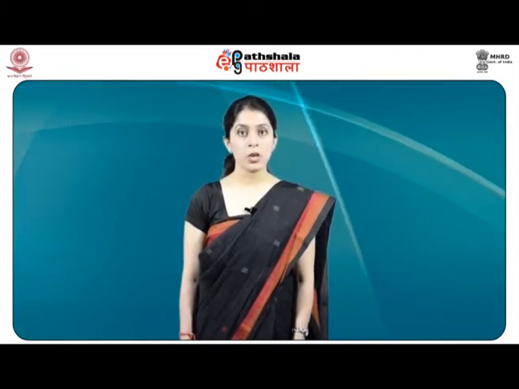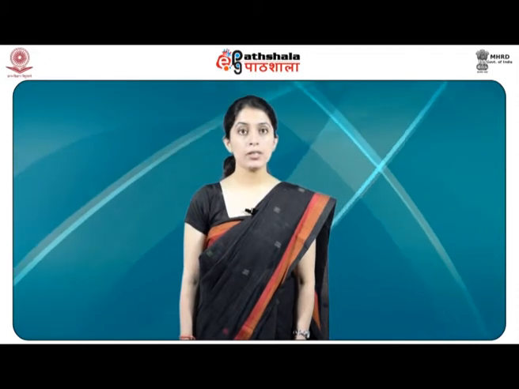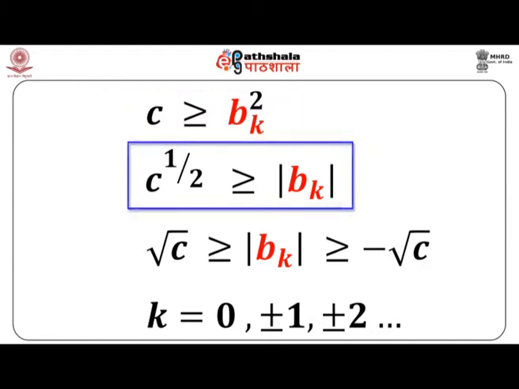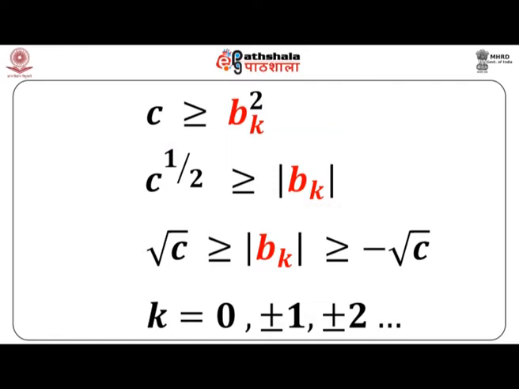Now the term on the left hand side, Lx square plus Ly square, is a non-negative term, which means that bk is limited by the condition that c is greater than or equal to bk square, or one can write that the square root of c is greater than or equal to modulus bk. This means that the lower and upper limits of bk, the eigenvalues of angular momentum component Lz, are: square root of c is greater than or equal to modulus bk, which is greater than or equal to minus square root of c, where k can take values 0, plus minus 1, plus minus 2 and so on.